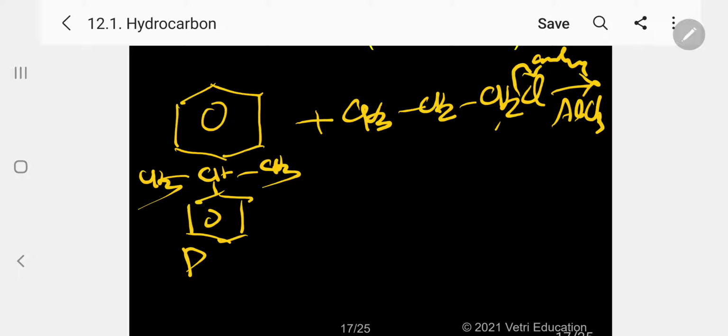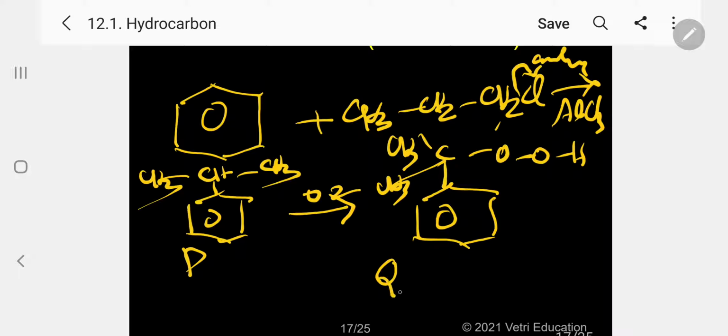So what will happen now? We are oxidizing in the first reaction. When you undergo oxidation, oxygen is introduced in between the isopropyl group and the benzene ring. A peroxide is forming. What is the peroxide? On the benzene ring, I can write OOH with two CH3 groups. This is one product, the intermediate Q.